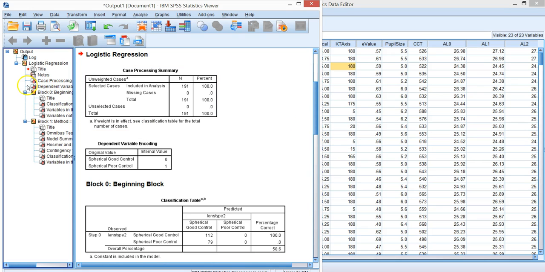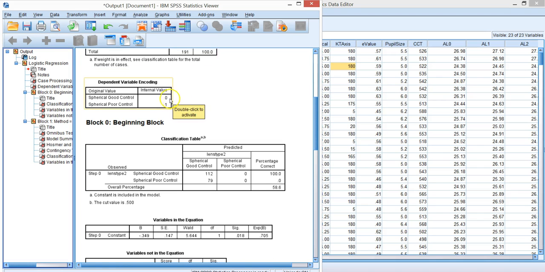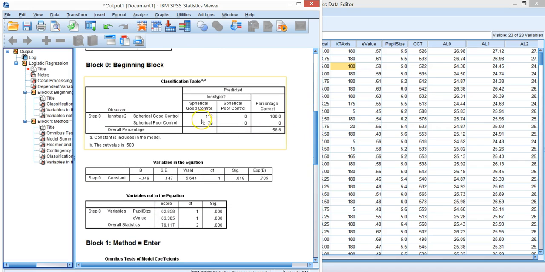So we get a number of things up. Let's just go down and see what we've got. It tells us we have a total of 191 cases. It's going to call spherical poor controls 1, so positive responses on the independent variables. As independent variables go up, that increases the predictability of poor control. This table tells us we have 112 good controls and 79 poor.